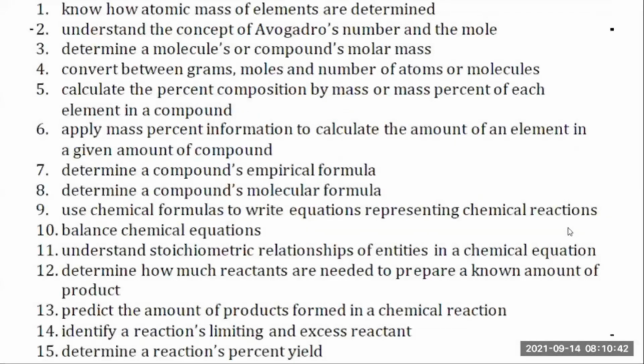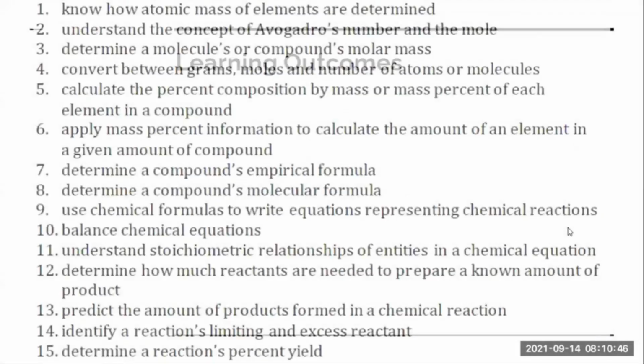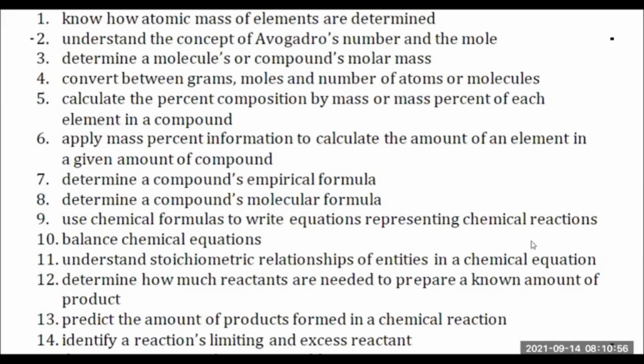These are the learning outcomes for our module for today. Number 1, know how atomic mass of elements are determined. Number 2, understand the concept of Avogadro's number and the mole. Number 3, determine a compound's molar mass. Number 4, convert between grams, moles, number of atoms or molecules. Number 5, calculate the percent composition by mass or mass percent of each element in a compound.